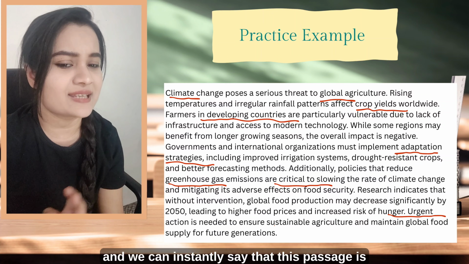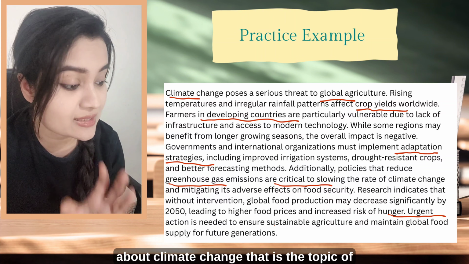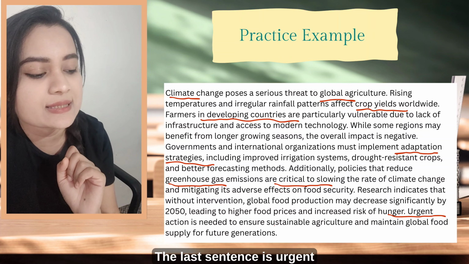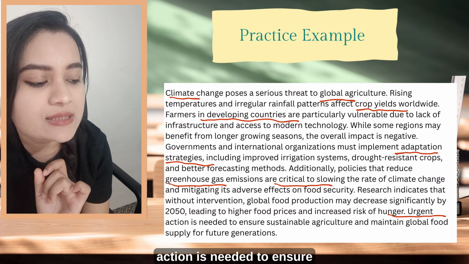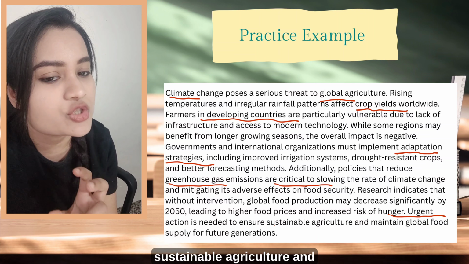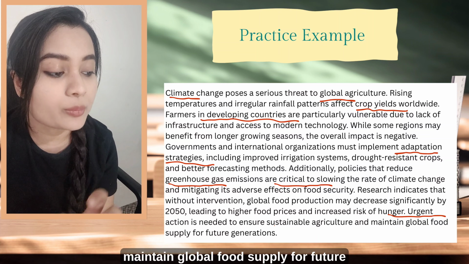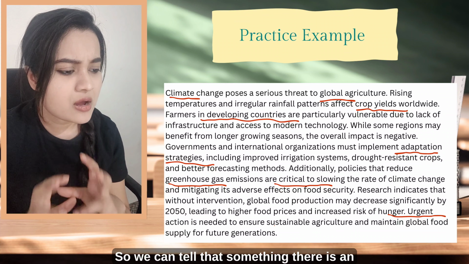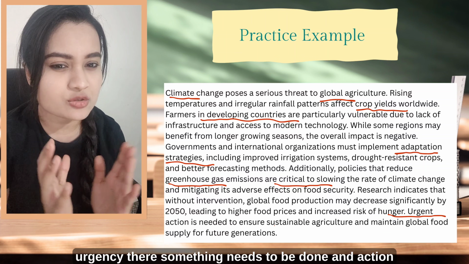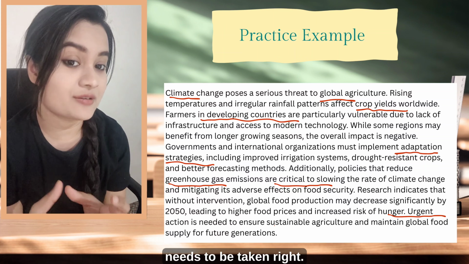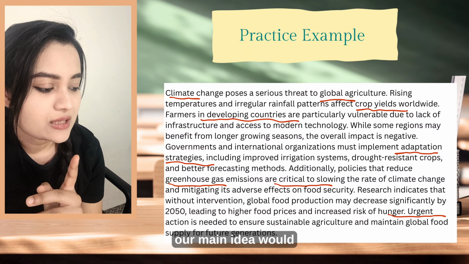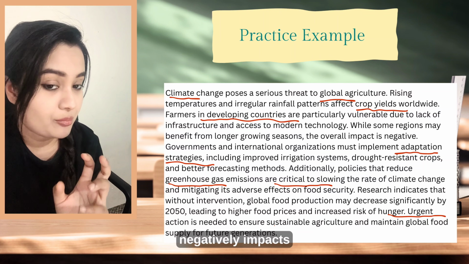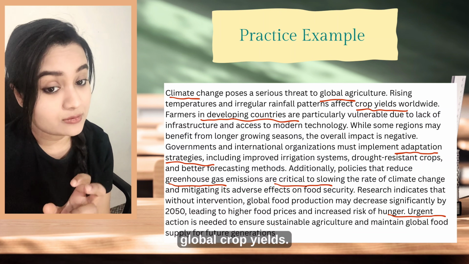And we can instantly say that this passage is about climate change. That is the topic of this passage. The last sentence is, urgent action is needed to ensure sustainable agriculture and maintain global food supply for future generations. So we can tell that there is an urgency there. Something needs to be done and action needs to be taken. Our main idea would be climate change negatively impacts global crop yields.